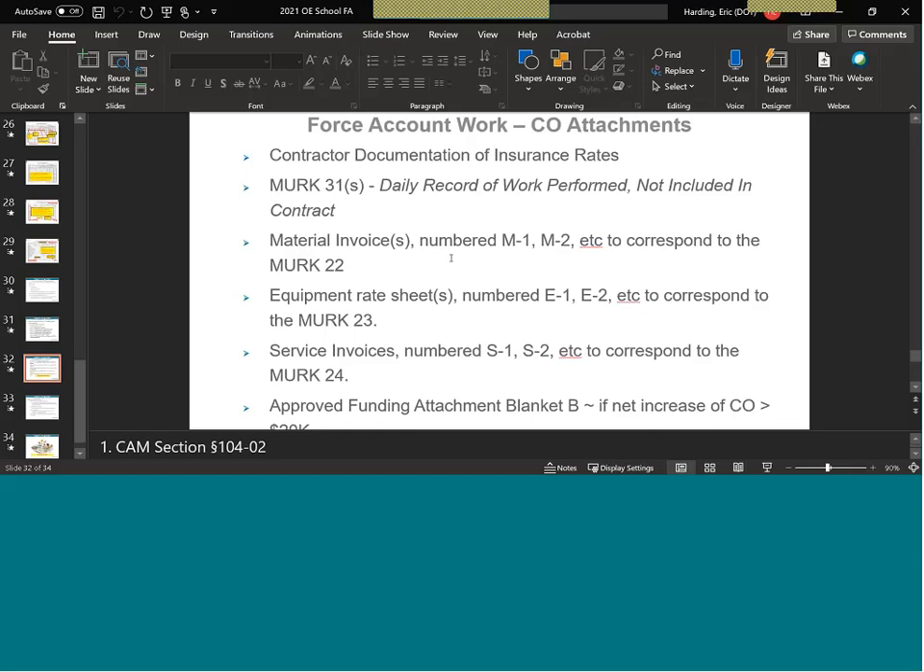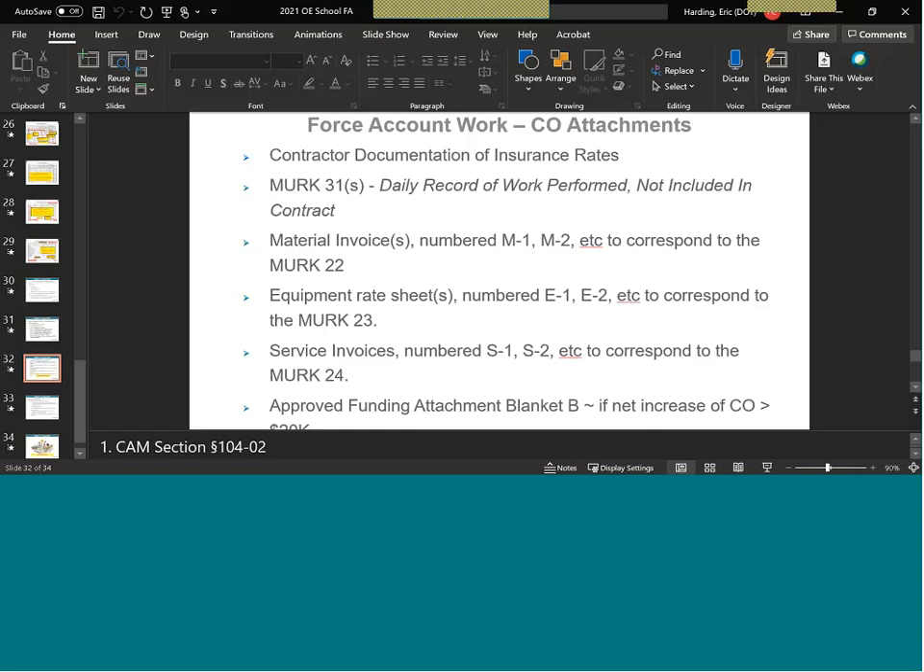Sometimes insurance companies will include the general liability insurance on the same letter. Sometimes they're separate, but it's critical that it's clearly stated what those rates are and that the workers' comp is based on an EMR of 1.0.